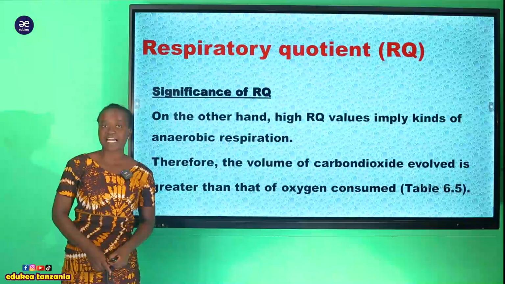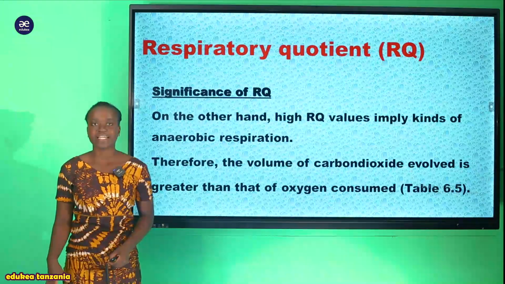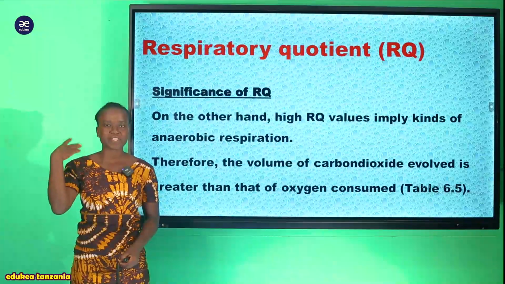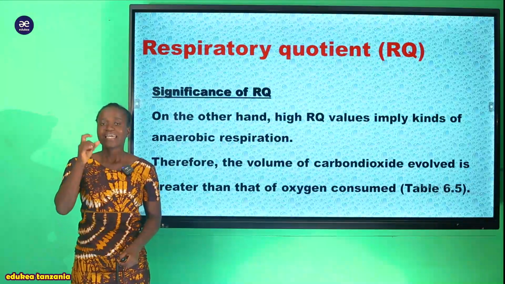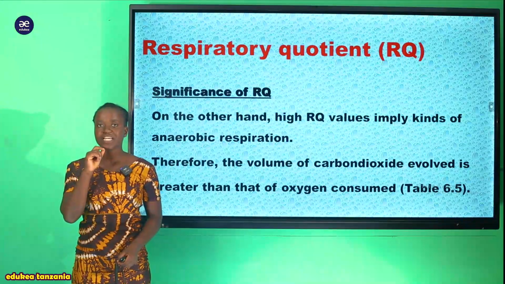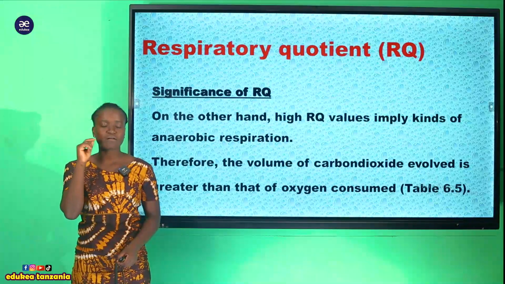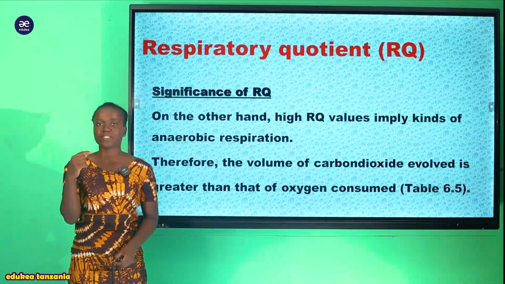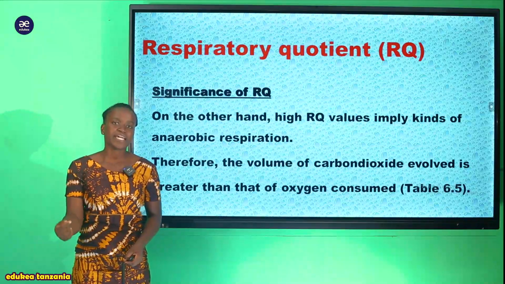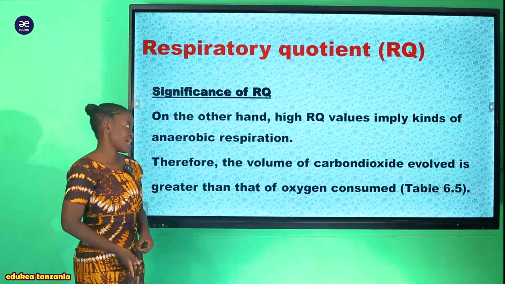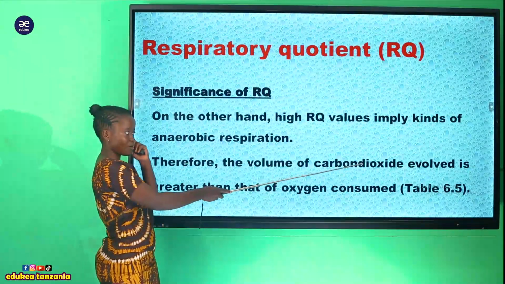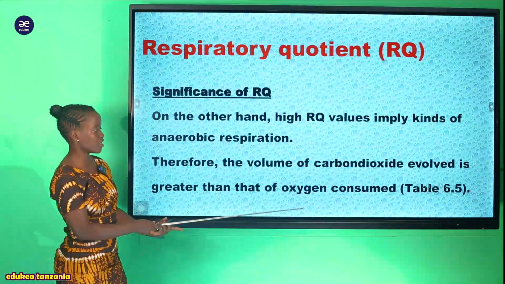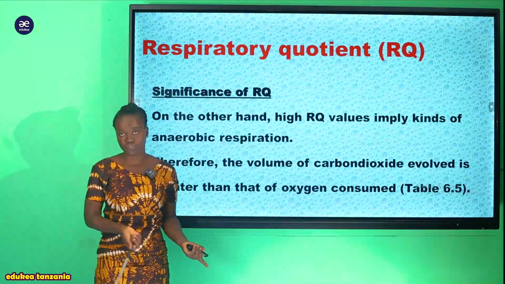for example if we get an RQ value of 10, or 30 and above, then you know that the kind of respiration used to form the ATP is anaerobic. That is why we said the amount of carbon dioxide produced there is greater than the amount of oxygen consumed.